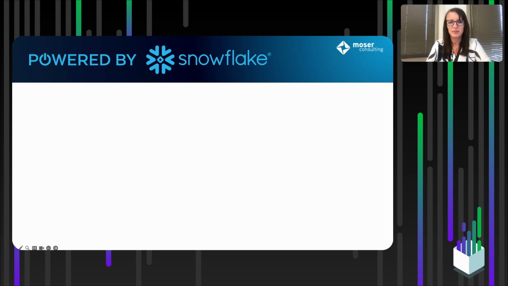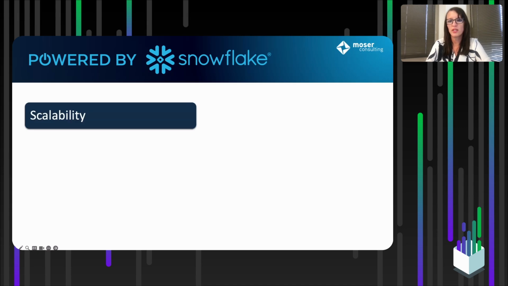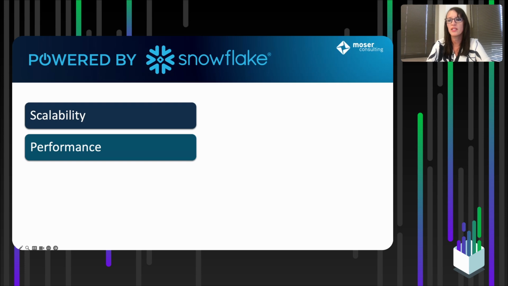Scalability. Snowflake can handle large volumes of data and can scale up or down as needed without significant reconfiguration. This makes it suitable for streaming data, which can have highly variable workloads. Performance. Snowflake's architecture allows for high performance with features like automatic scaling, data partitioning, and efficient query execution. This ensures real-time or near real-time processing of streaming data.